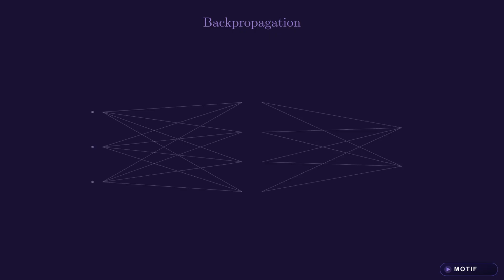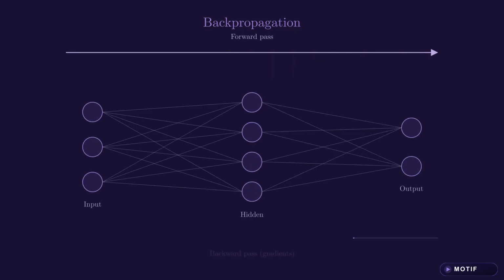Gradient descent requires the gradient of the loss with respect to every weight in the network. Backpropagation is the algorithm that computes these gradients efficiently using the chain rule of calculus. It propagates the error signal backward through each layer, computing each weight's contribution to the final loss. Together, backpropagation and gradient descent form the foundation of neural network training.